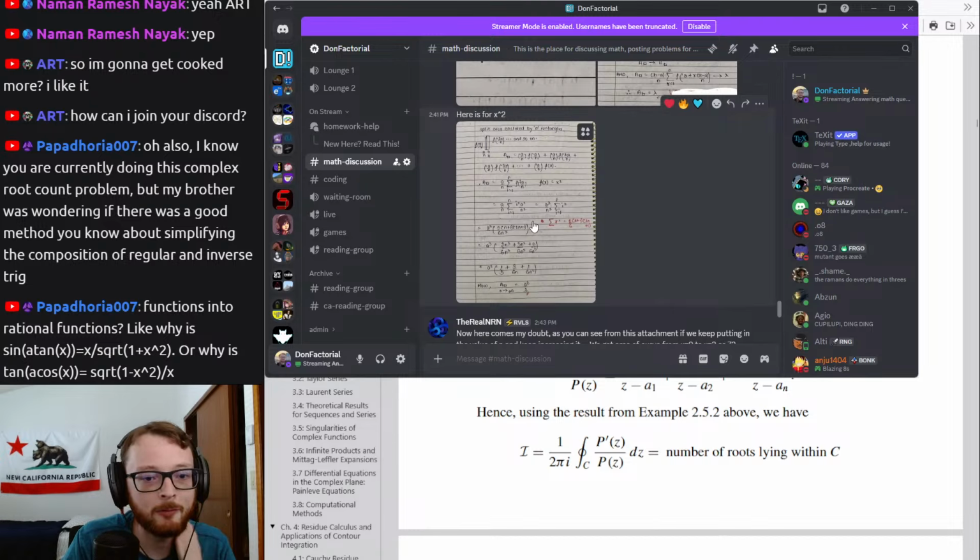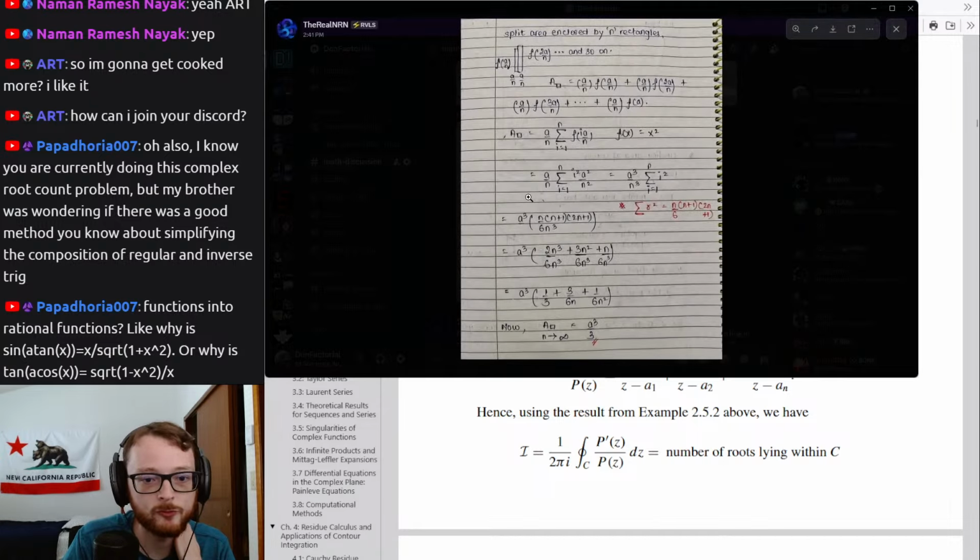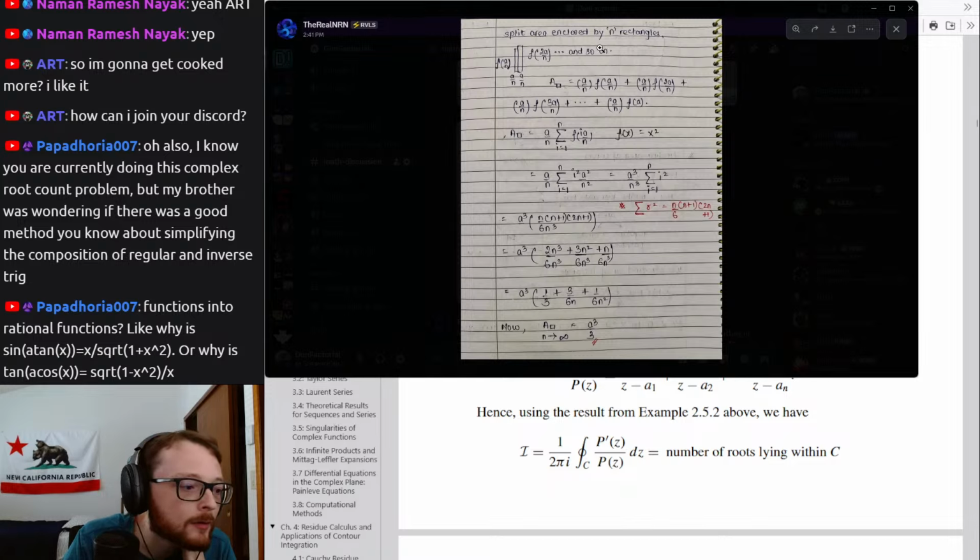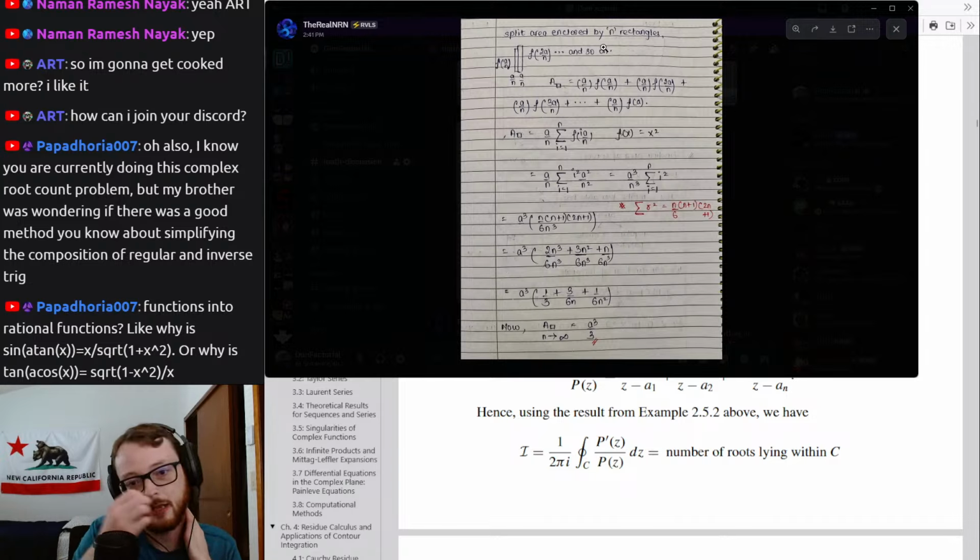Art, if a link doesn't work for you, just try it again in a few days. I don't know why Discord does that. It's really annoying. It should hopefully work for you eventually. Yeah, Papadoria, I know how to do that. You usually draw a right triangle, and I can show how it's done.